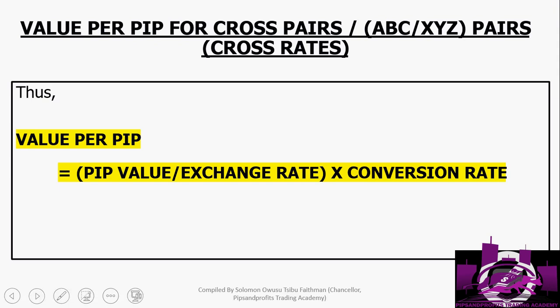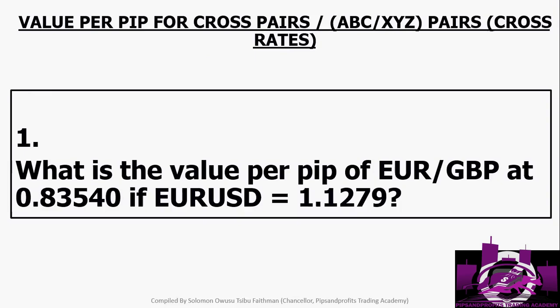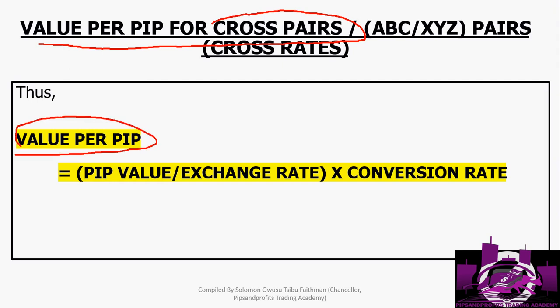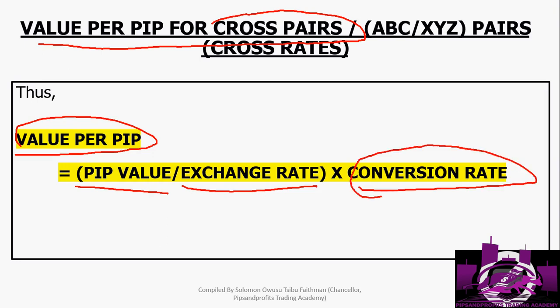This is the general formula that I want you to put down, before we go into the conversions. Value per pip for cross pairs: value per pip is equal to the pip value divided by exchange rate, then you multiply by your cross rate. When we were talking about the margin, we applied this principle, so you know it.